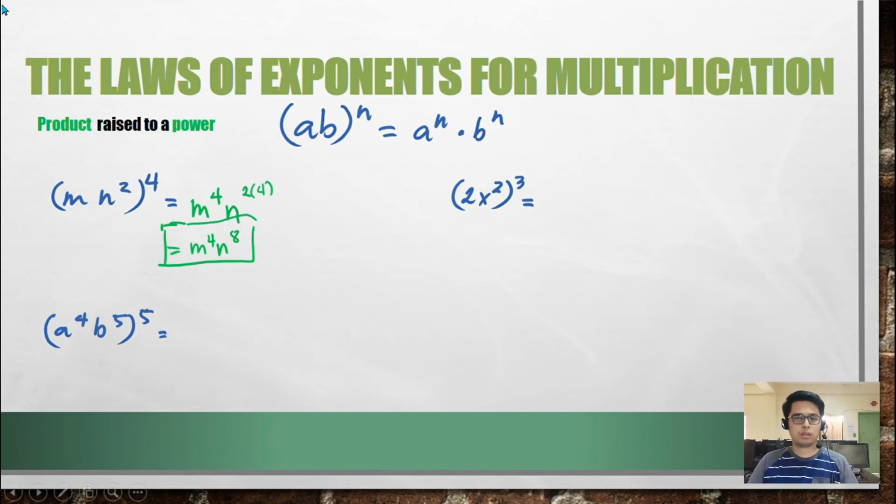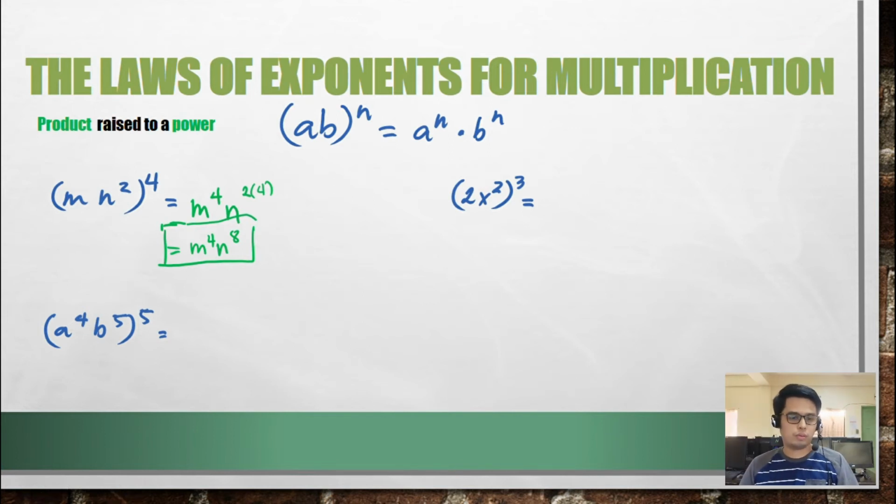Okay, continue. So, second example, we have a to the 4th, b to the 5th, quantity raised to 5. So, sulat natin yung ating sagot. We have a to the 4th to be multiplied by 5 and b 5 raised to 5. Simplify: a to the 20th and b to the 25th power. Okay, so that is our answer.